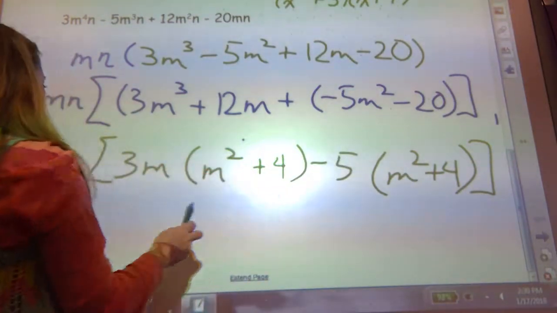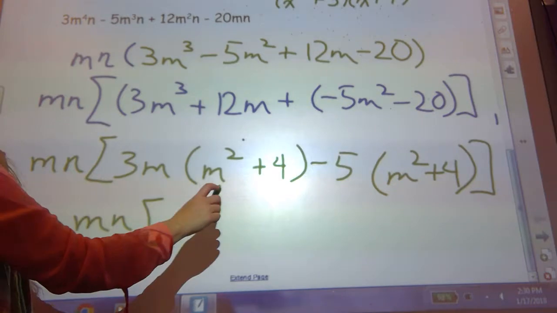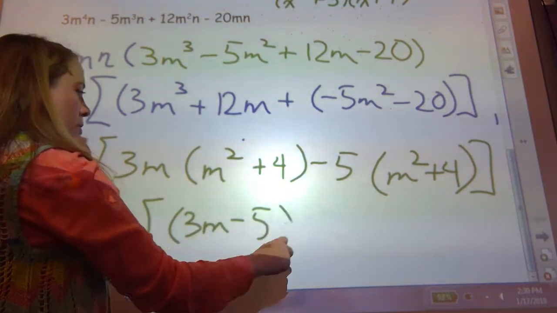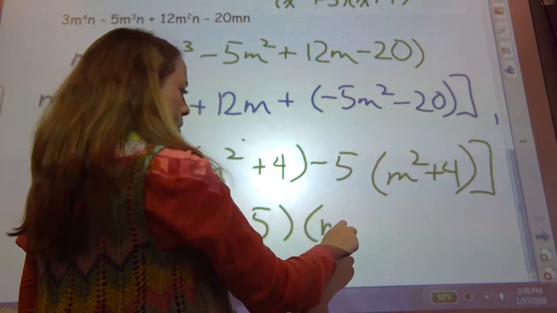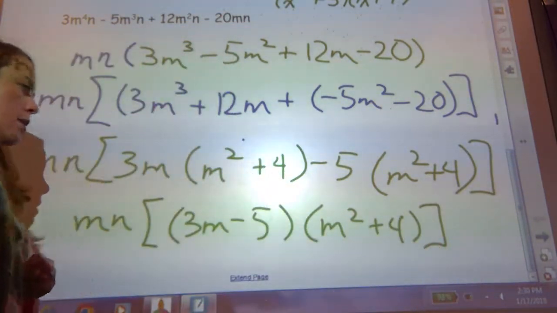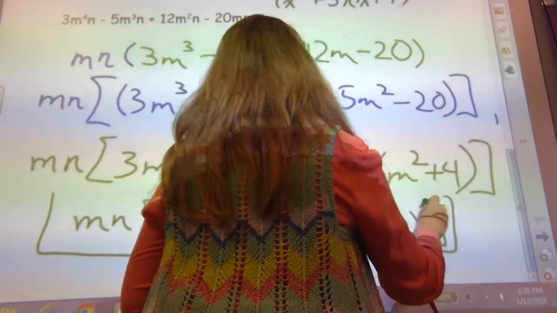I'm going to put these two together. I still have my other term out here. So 3m minus 5 times m squared plus 4. Okay, so I have factored this completely now.